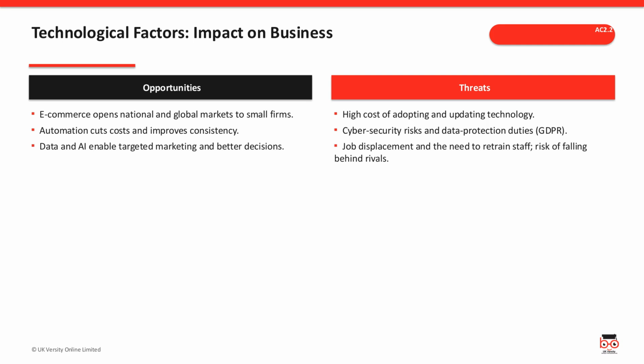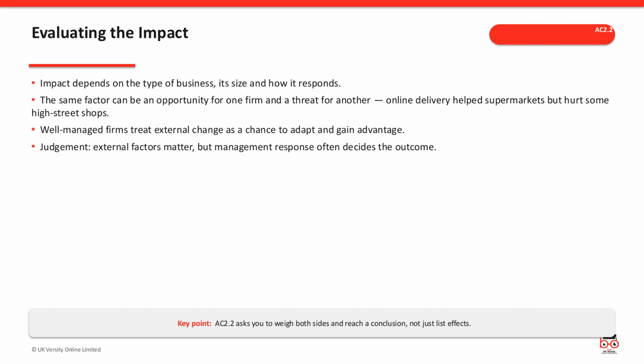A small retailer launching an online shop enjoys the reach, but has to manage the security and the setup costs that come with it. The key thing to grasp is that impact isn't fixed. It depends on the business, its size, and how it responds. The very same factor can be an opportunity for one firm and a threat for another. The boom in online delivery was a gift to supermarkets, but a blow to some high-street shops. Well-run firms treat external change as a chance to adapt and get ahead. The judgment to hold on to is that external factors matter, but it's often the management response that decides the outcome.